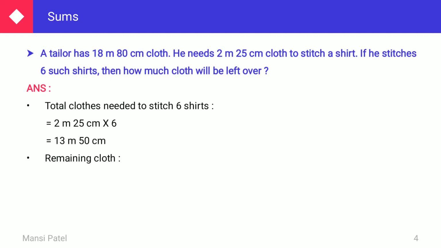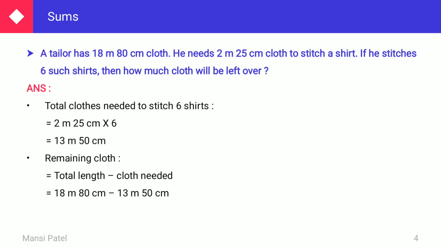If we want to find out the remaining cloth, what do we have to do? From the total length, we have to subtract the cloth needed to stitch 6 shirts. So the total length of cloth is 18-meter and 80 centimeter minus 13-meter and 50 centimeter. This one is the cloth needed to stitch 6 shirts. Do the subtraction. First you have to do the subtraction of centimeters. So 80 centimeter minus 50 centimeter, it becomes 30 centimeter.